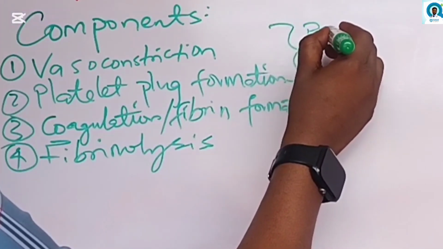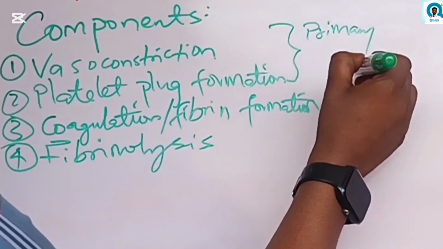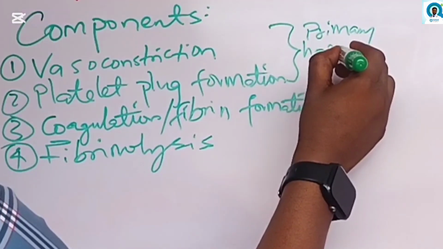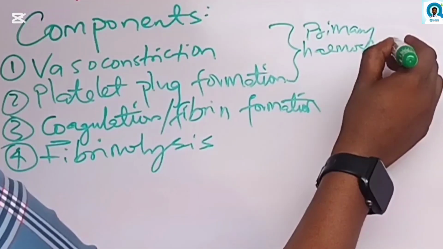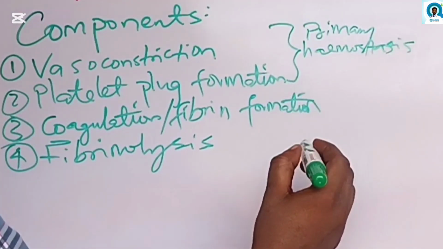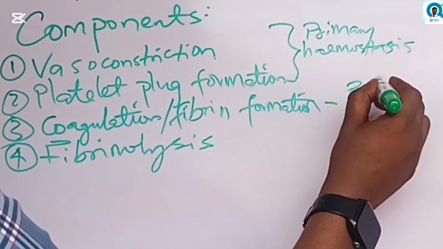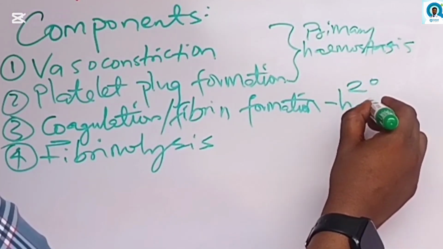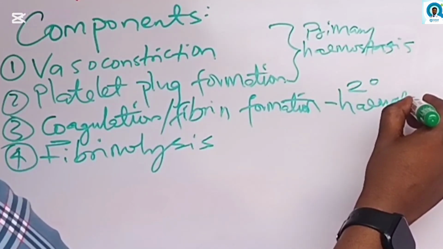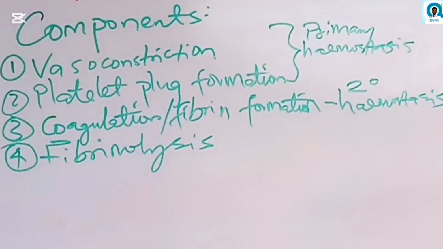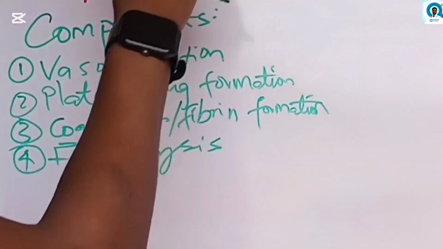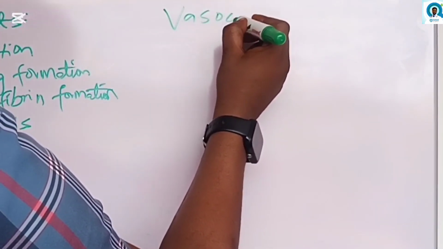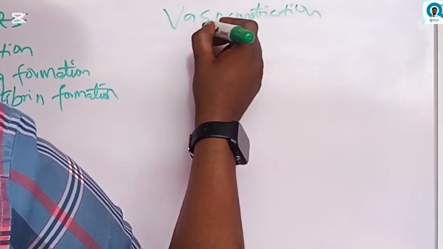Vasoconstriction and platelet plug formation are collectively referred to as primary hemostasis, which is the initial immediate response to vascular injury, while the coagulation process is referred to as the secondary hemostasis. Note that these mechanisms are interrelated and occur as a continuum. Now, let's begin with the first mechanism, that is vasoconstriction.